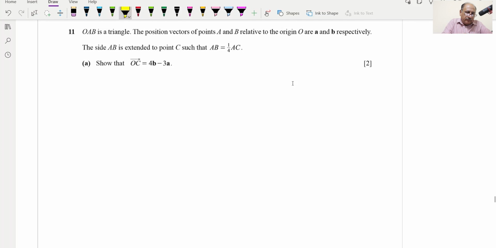Question number 11. OAB is a triangle. The position vectors of points A and B relative to the origin O are a and b respectively. The side AB is extended to point C such that AB is equal to 1 by 4 AC. Show that OC is equal to this. For this one, we can draw a small drawing for better understanding.